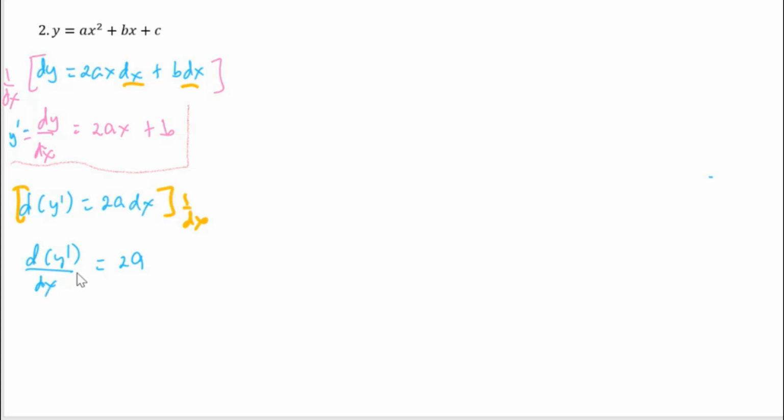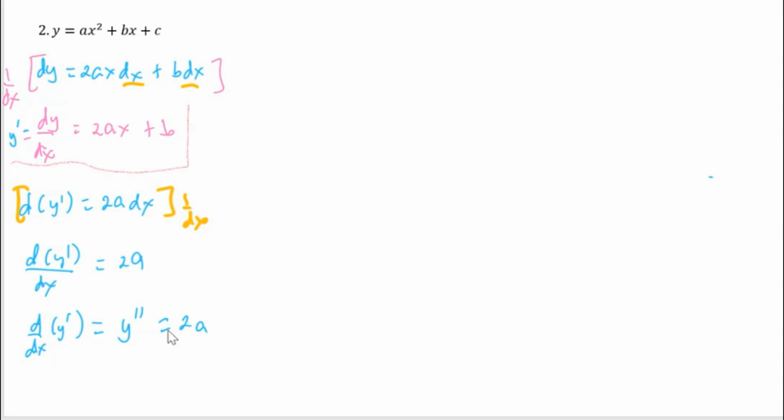The derivative of y prime over dx can be written as d over dx of y prime, and that is just equal to y double prime. Again, why is that so? Because if we take the derivative of the first derivative, then it would be equal to the second derivative. And now our second derivative is just equal to 2a.